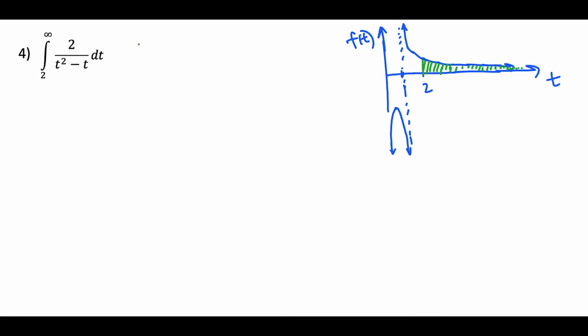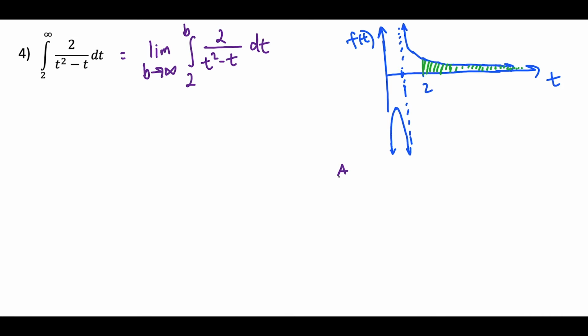So what we're going to do is we're going to just set up our limit. We're going to call this the limit as b goes to infinity, and we're looking at the integral from 2 to b, and we've got 2 over t squared minus t dt. Now this type of integral here, we're going to have to use partial fractions. So we're going to want to set up something like this.